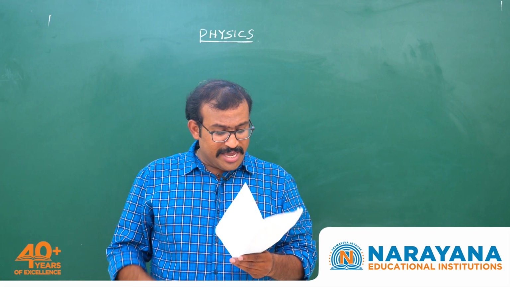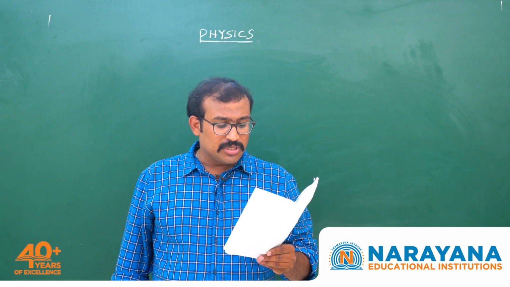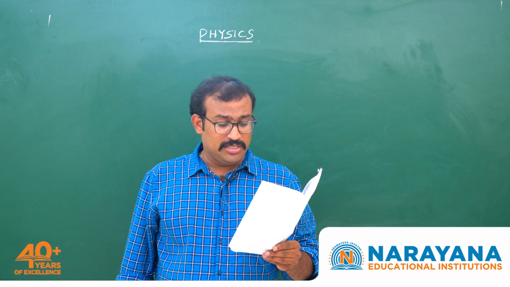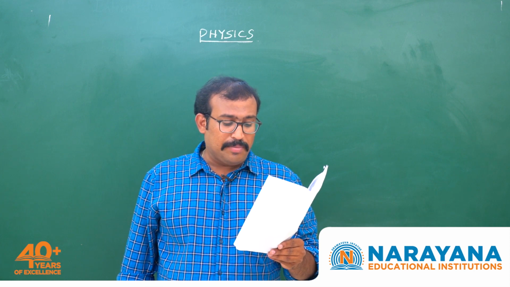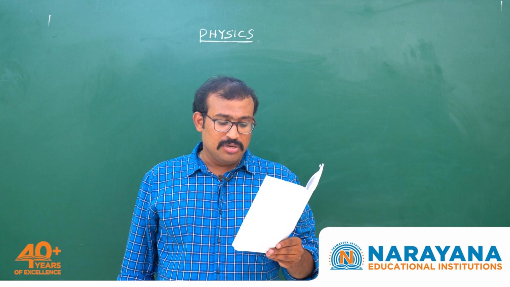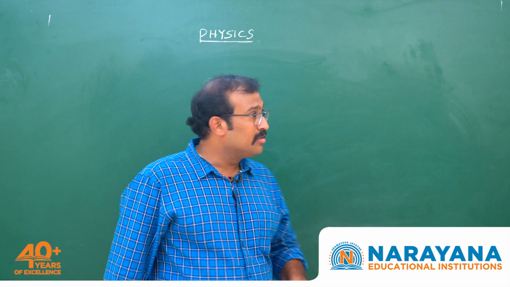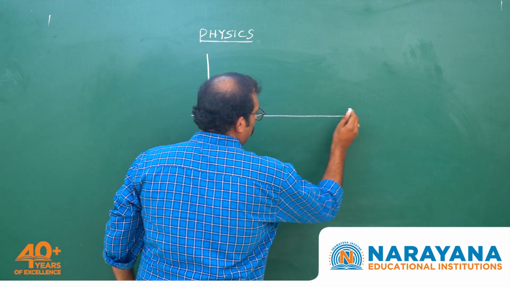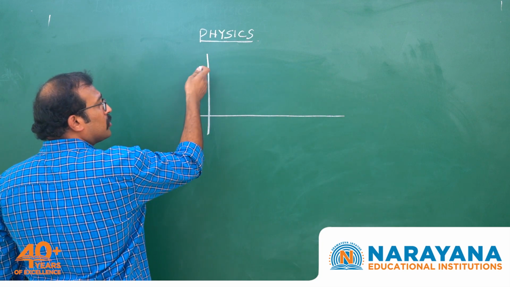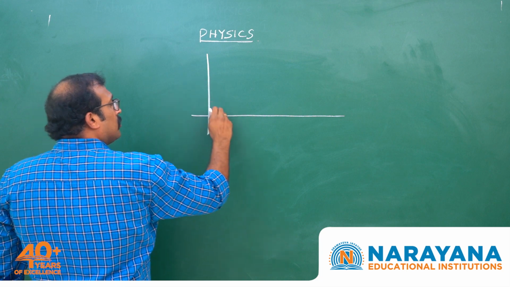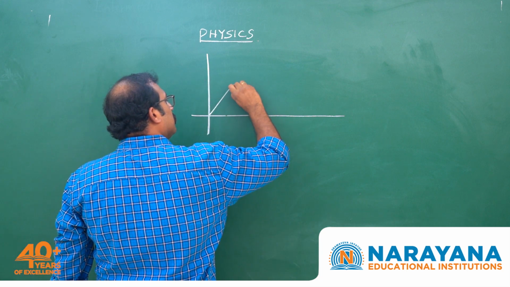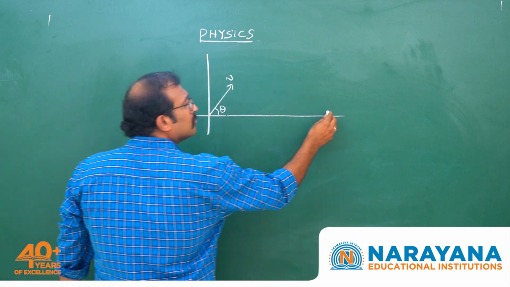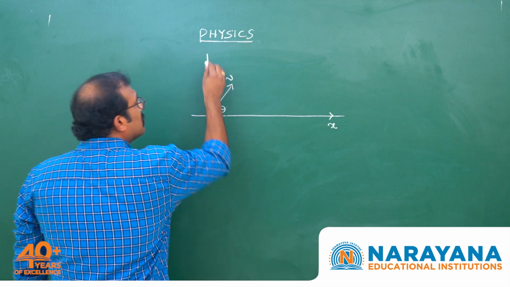Let us discuss the eighth question. Here the particle is projected from the ground with an initial velocity v at an angle of theta with the horizontal. The average velocity of the particle between its point of projection and the highest point of trajectory is. Let us draw a diagram pertaining to the question: a particle is projected with a speed v at an angle theta to the horizontal, that is along the x-axis.